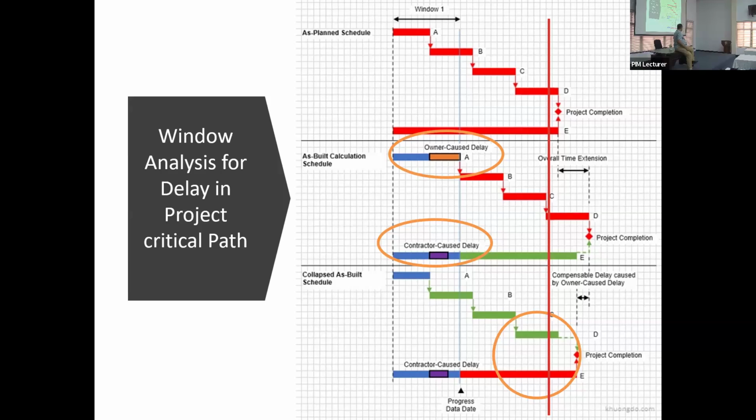Okay. So when it comes to calculating who is at fault, we use something called window analysis to calculate how many days the owner needs to pay, how many days the contractor needs to pay, how many days someone else needs to pay, and so on. Okay, right. So this is window analysis. Let's move on.